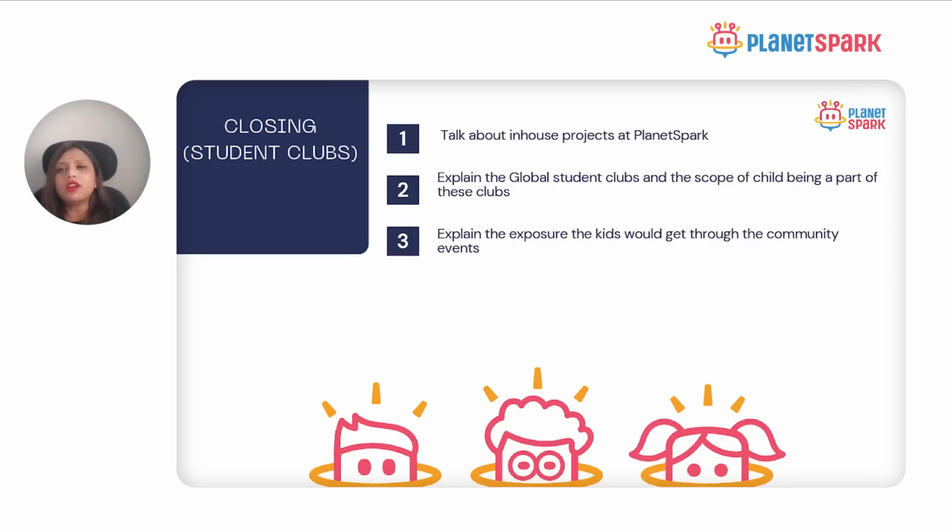Okay, teachers, now we are coming to the last part of the closing, which is the student clubs that we have. Now, what are the student clubs? They are places where children with the same interests can interact with each other. So, how I present that to the parent is very important. I'm talking about it, but maybe I miss out on how the parent can correlate to it and how it's going to help their child. So, we also have global clubs as well. We also have to explain to the parent what the child would get through community events.